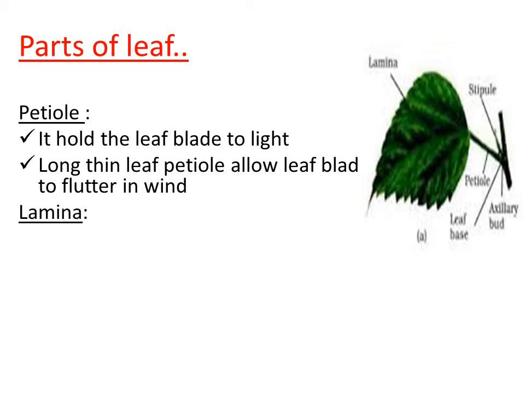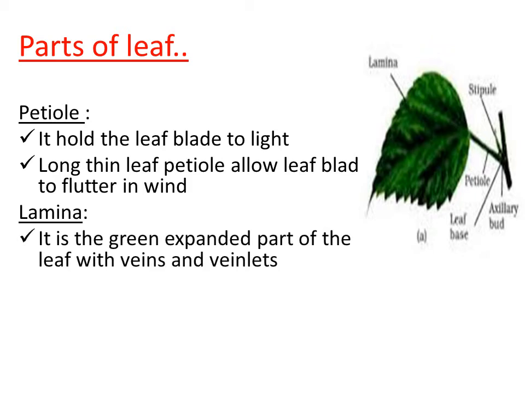And very next to the petiole, there is a third part we can see in the leaf, that is called the lamina. The lamina is also called the leaf blade. So one more terminology we use for the lamina is the leaf blade. It is the green expanded part of the leaf with veins and veinlets. So what do you mean by lamina? The lamina is the broader expanded part of the leaf with veins and veinlets. If you look at the leaf, we can see the veins and veinlets, right?